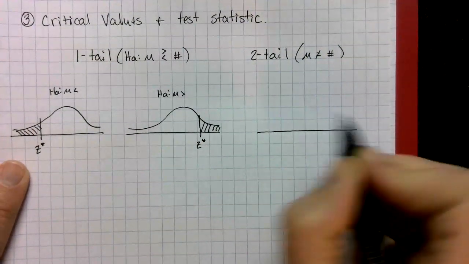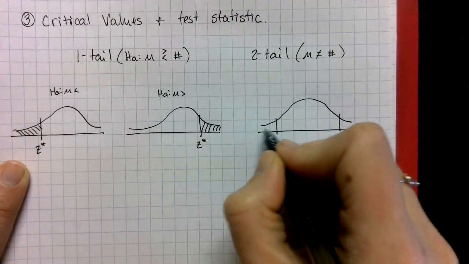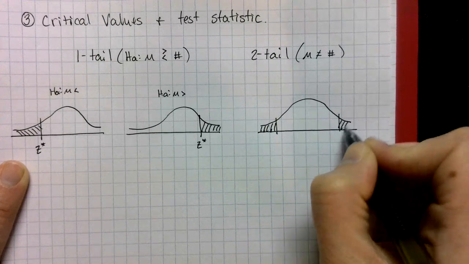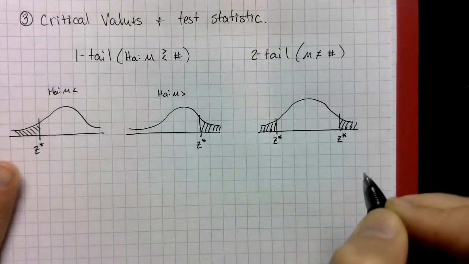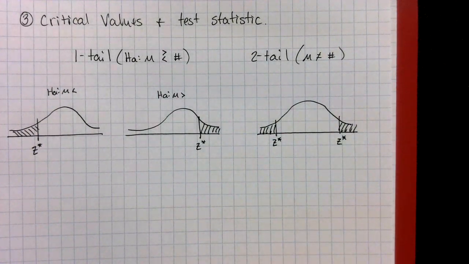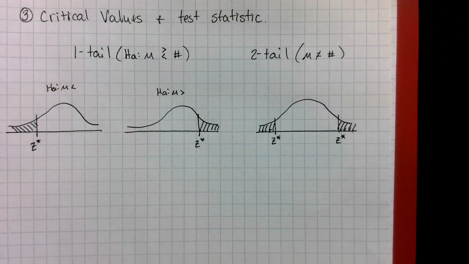Then over here with our two tail, here's what it's going to look like. We're actually going to have 2 critical values, because we simply think it's not equal. We don't know if it's less or greater. We're unsure. It could be one or the other. We just know it's not equal.